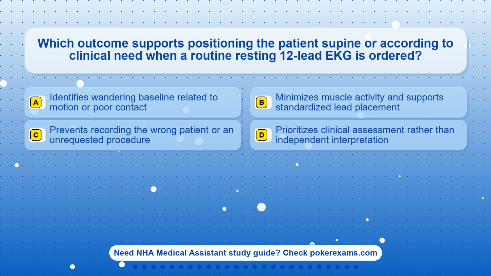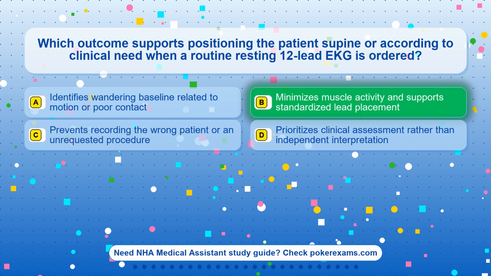Question 13. Which outcome supports positioning the patient supine or according to clinical need when a routine resting 12-lead EKG is ordered? Option A. Identifies wandering baseline related to motion or poor contact. Option B. Minimizes muscle activity and supports standardized lead placement. Option C. Prevents recording the wrong patient or an unrequested procedure. Option D. Prioritizes clinical assessment rather than independent interpretation.